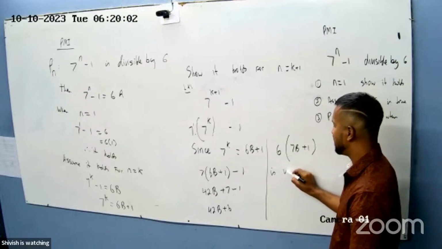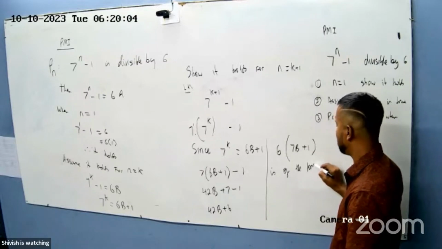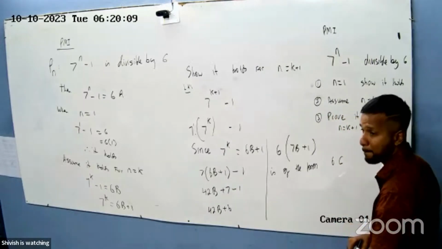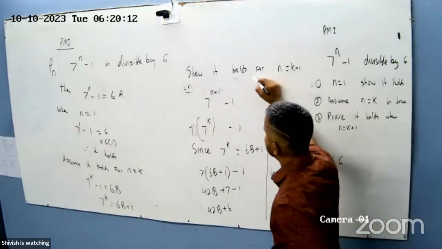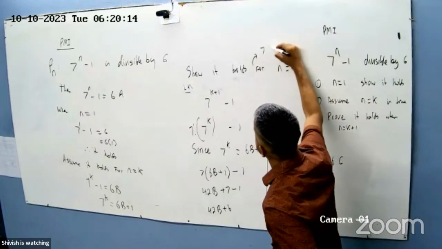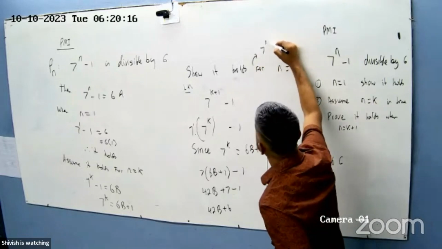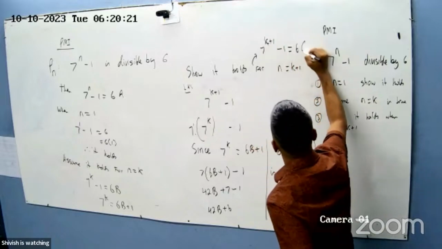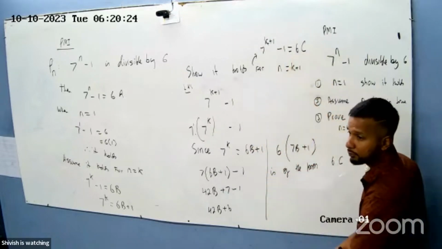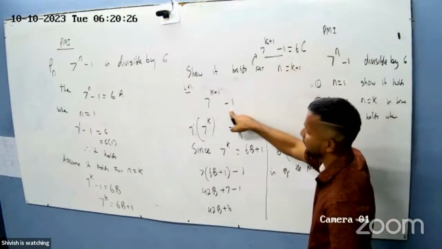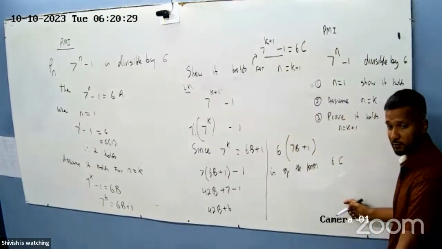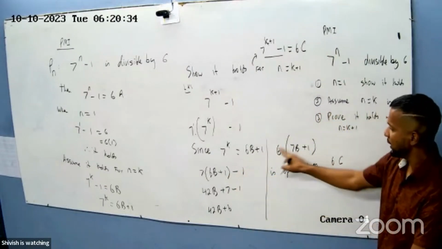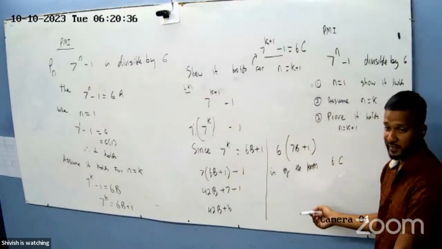And this is of the form 6c. I should have said that 7 to the k plus 1 minus 1 is 6, I left out this line underneath it. Then I took this left-hand side. So I make a substitution, I multiply it out, and I was able to show that this is a multiple of 6, which means it holds.